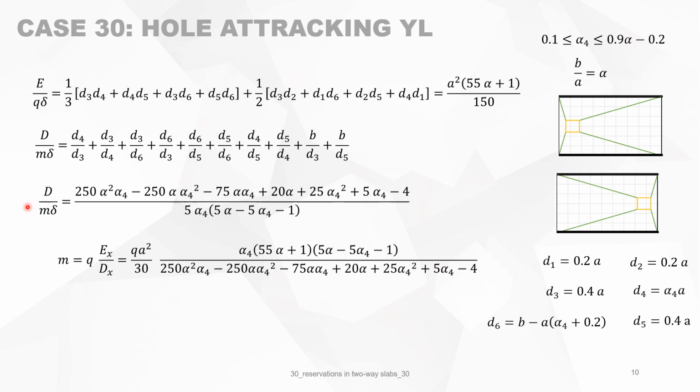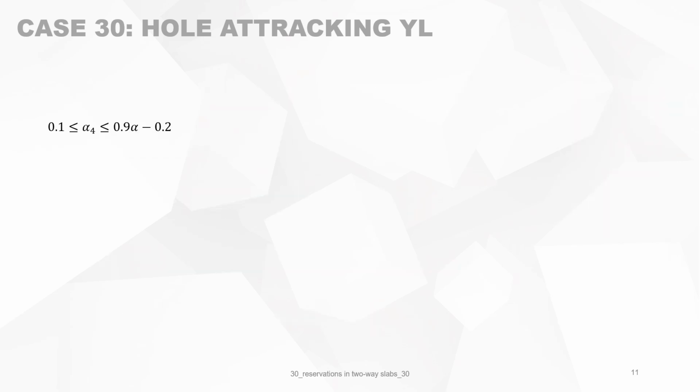There we can put E equal to D. We calculate the bending moment, which is equal to this expression. And now we can calculate the bearing capacity, which is 100 times M0 divided by M. And M0, the bearing capacity without the hole, in the previous video, we have seen that this is this expression.